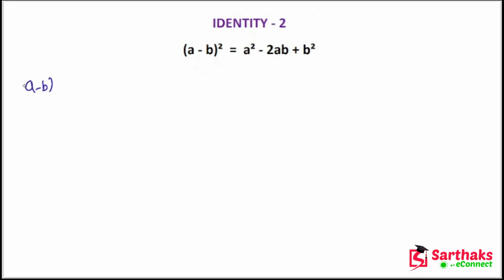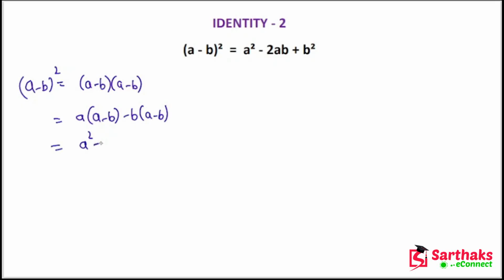So (a minus b) whole square is equal to what? (a minus b) into (a minus b), again a product of binomials. Using the distributive property we will have it like this. Okay, so it will be a square minus ab. It will again be minus ab plus b square. Okay, minus into minus is plus. These are like terms, so they can be added like this, and this will be b square. Okay, so this was the second identity.